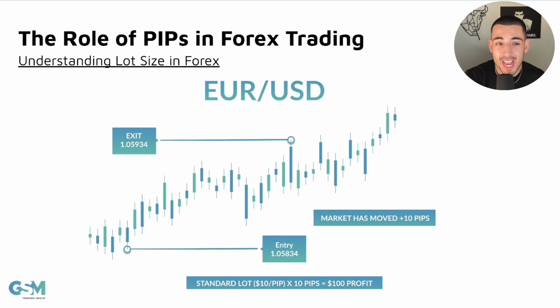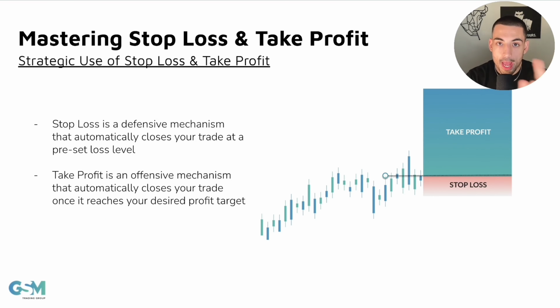Pips also come in handy when setting your stop loss and take profit in the markets. We could see that a stop loss is a defensive mechanism that automatically closes your trade at a preset loss level so that you don't incur any more losses in the market. And the opposite is true for take profit, which is just an offensive mechanism that automatically closes your trade once it reaches your desired profit target so you could close out in profit.